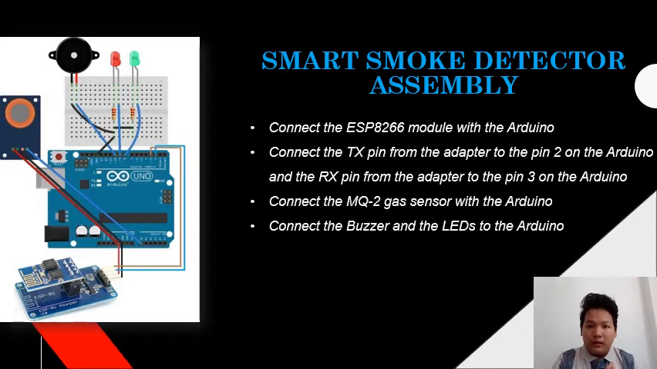Connect the ESP01 adapter VCC pin to the 5V pin on the Arduino and the ESP adapter GND to GND on the Arduino. Next, connect the TX pin from the adapter to pin 2 on the Arduino and the RX pin from the adapter to pin 3 on the Arduino.